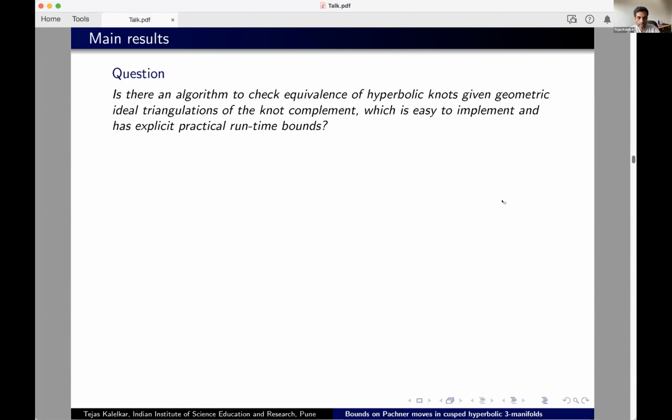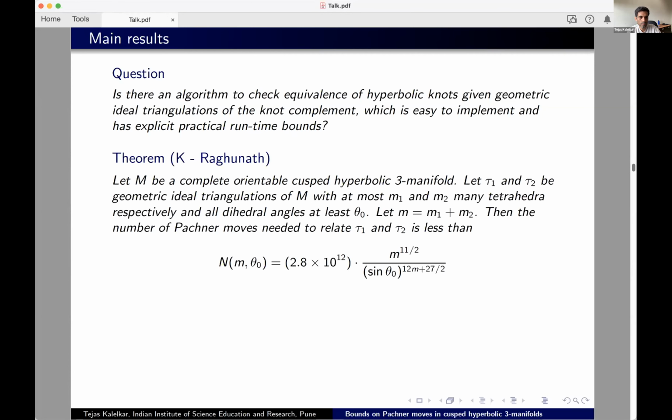So this is the question we asked ourselves: if we restrict our attention not to all knots, but only to hyperbolic knots, and furthermore, you are given a geometric ideal triangulation of the knot complement. This is often the starting point for SnapPy as well, because you start out with the topological triangulation, you solve Thurston's equations, and you hopefully end up with a geometric ideal triangulation. So given such a triangulation, the result that we have is the following.